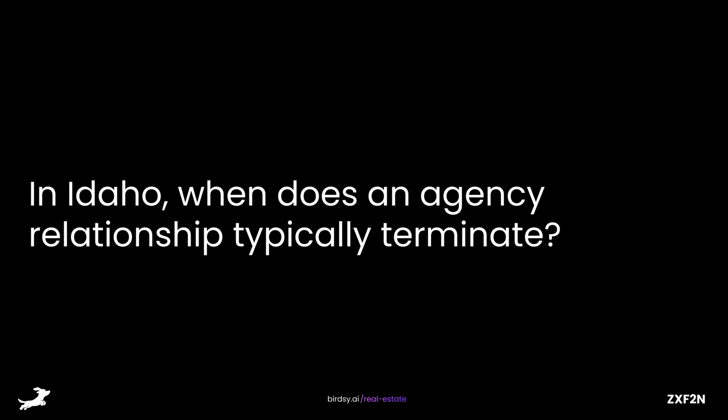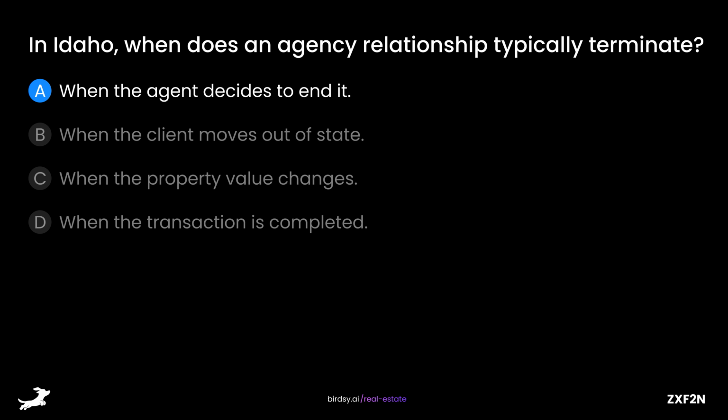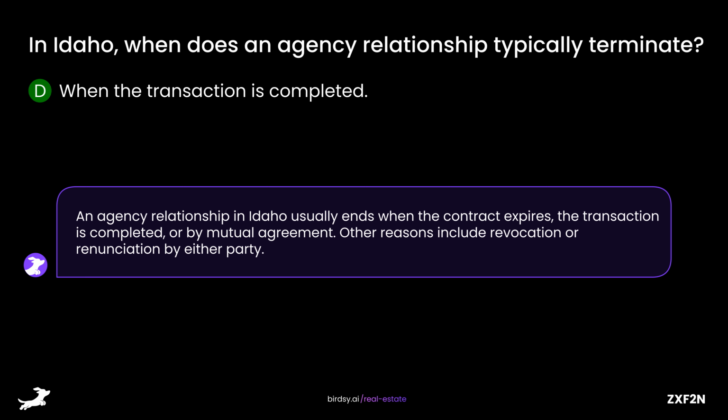In Idaho, when does an agency relationship typically terminate? Is it A, when the agent decides to end it, B, when the client moves out of state, C, when the property value changes, or D, when the transaction is completed? The answer is D, when the transaction is completed. An agency relationship in Idaho usually ends when the contract expires, the transaction is completed, or by mutual agreement. Other reasons include revocation or renunciation by either party.